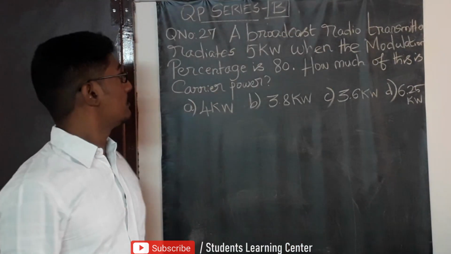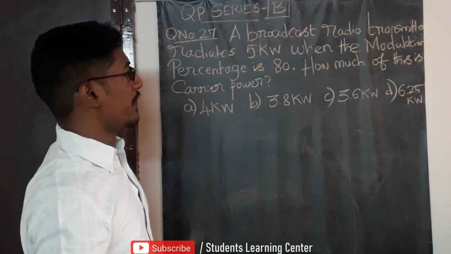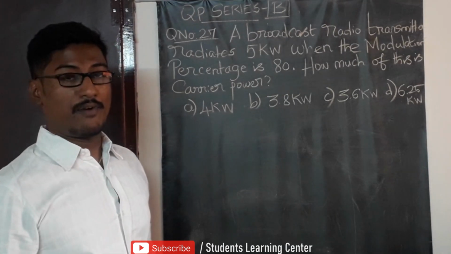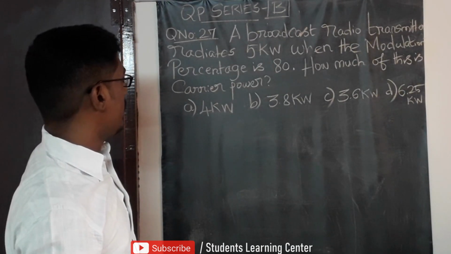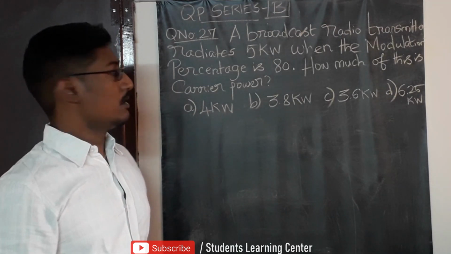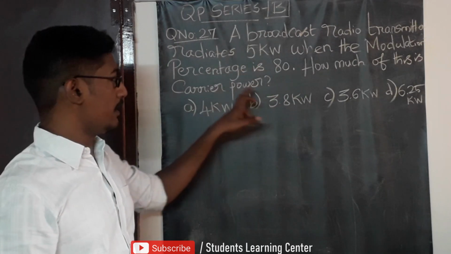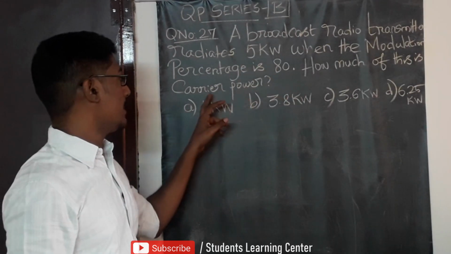The next question is question number 27. A broadcast radio transmitter radiates 5 kilowatts when the modulation percentage is 80. Then how much of this is carrier power? They have given the transmitter power and the modulation percentage value, and they are asking for the carrier power.